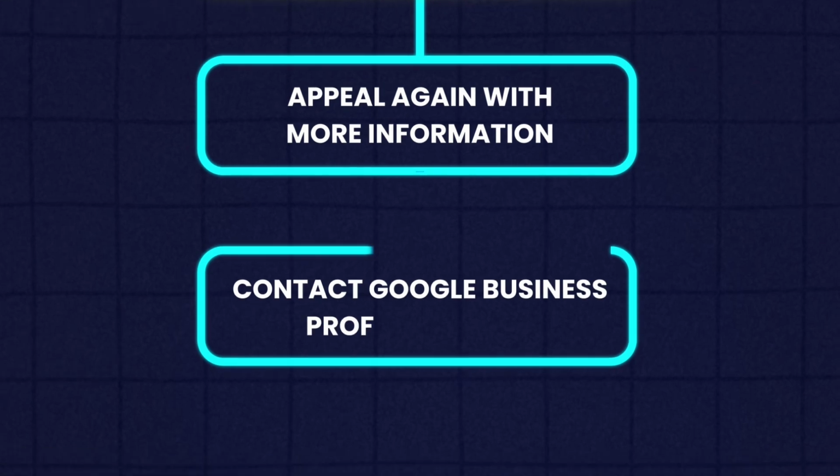Option 2, contact Google Business Support. You can try reaching out to Google Support directly. Go to the Business Profile Help page, click Contact Us or Need More Help. Select the issue you're experiencing, choose your preferred contact method: chat, email, or phone. Phone support can sometimes be more effective than email for complex suspension issues.